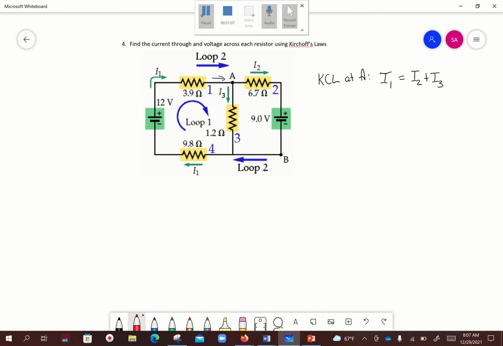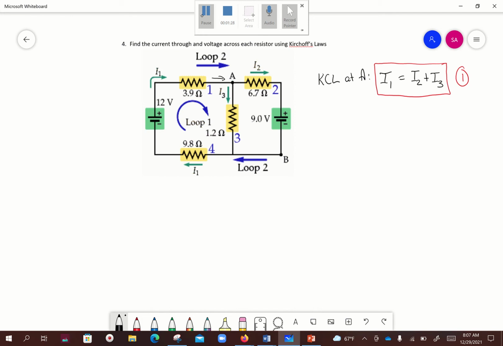And let me just put a circle around that one. We're going to call that equation 1. All right, so we need 3 equations because we've got 3 currents. So we're going to have to get 2 more equations. And we're going to do those 2 equations by picking 2 loops. So there's 3 possible loops we could do.